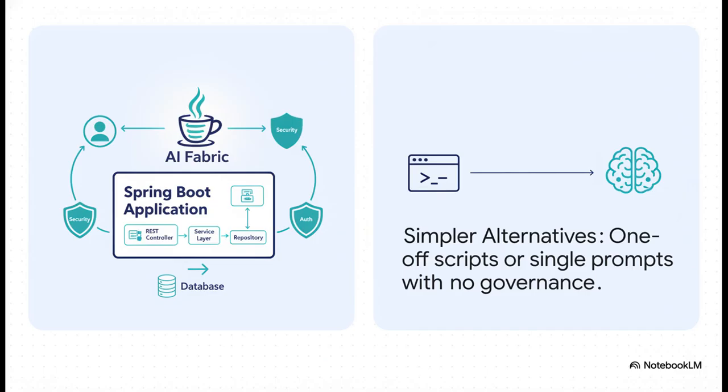However, if you look at the other side, if you're just writing a quick one-off script or hacking together an experiment that sends a single prompt to a single model without needing governance, skip this. A direct SDK integration is totally fine for that. Reach for AI Fabric when you actually need to tame real enterprise complexity.